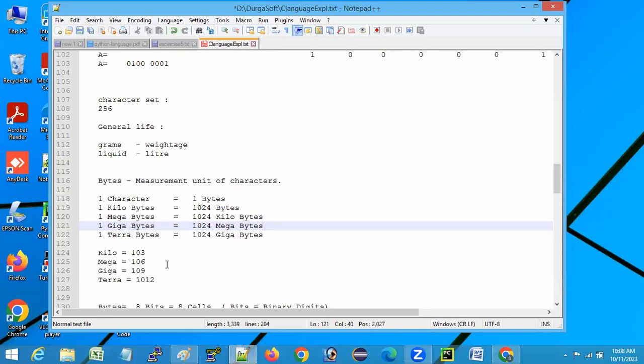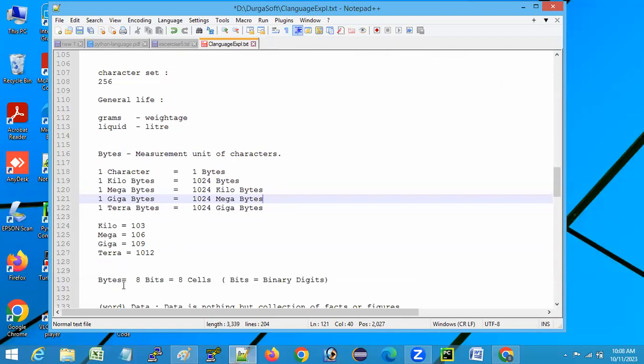Now, as we know, kilo is equal to 10 raised to 3, and mega is equal to 10 raised to 6. So that is our measurement.